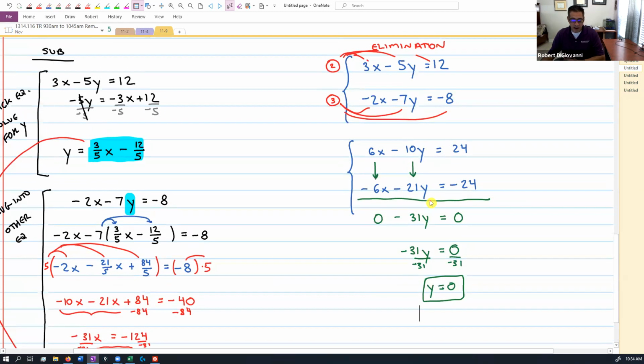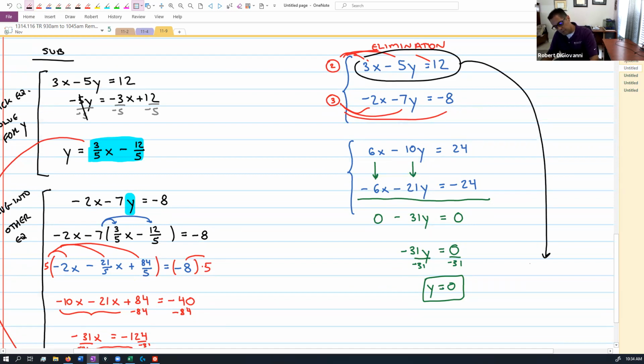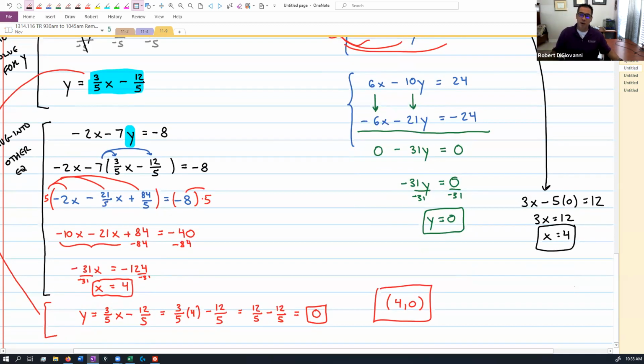And now I can take that answer and plug it into any equation I want. So I'm going to go back up. I'm going to grab this first equation, and I'm going to replace the Y with 0. And you get 3X is 12. Divide by 3 and you get 4. Same answer. Much quicker, right? No fractions. Much cleaner.